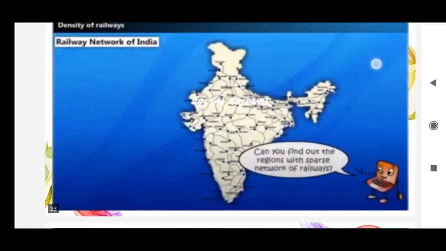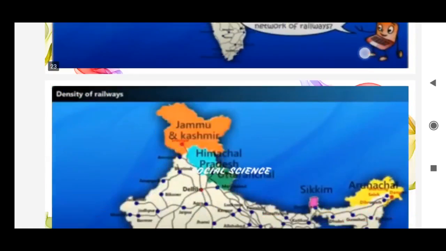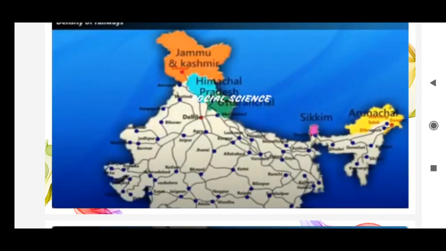Now let's find out the regions with a sparse network of railways. Himalayan mountainous regions are unfavorable for the construction of railway lines due to high relief. You all know that the Himalayas have the highest mountain peaks, with sharp peaks, and also a sparse population. Because of the sparse population, the economic opportunity is also less. So due to the high relief, sparse population, and lack of economic activities, children, the conditions are unfavorable for the construction of railways in the mountainous regions.